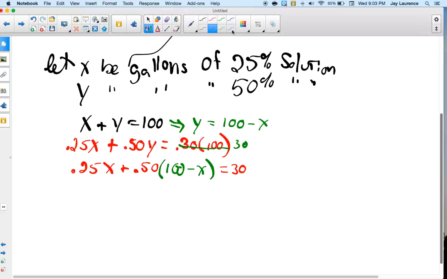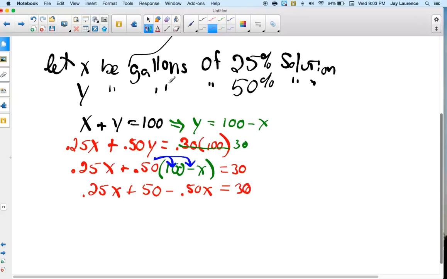All right, so now I'm going to distribute. Okay, so I'm going to get 25 hundredths X plus 50 hundredths times 100 would be 50, minus 50 hundredths X. That has to equal 30. All right, that looks better.